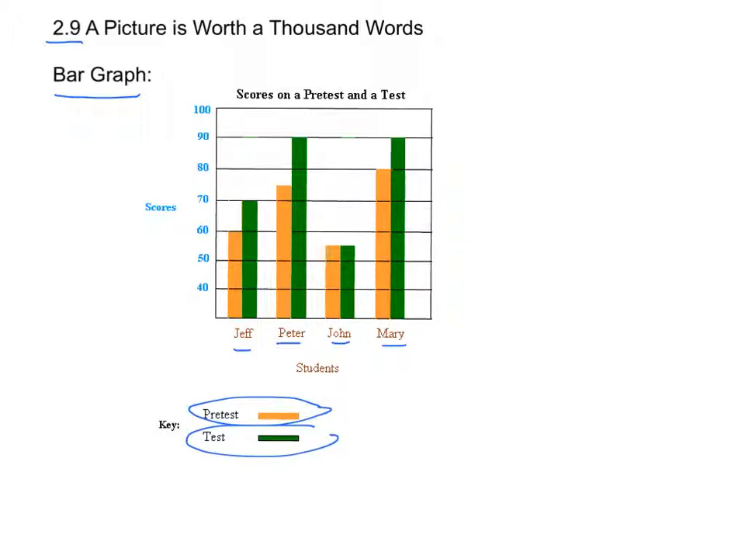So that's another useful thing. You can compare multiple things. So it can be useful in showing that, for example, John did not improve at all, whereas Mary and Peter both ended up with the same score.